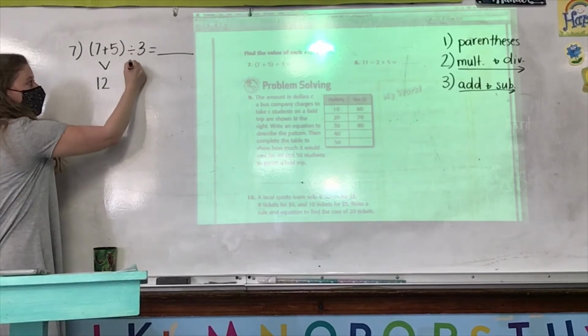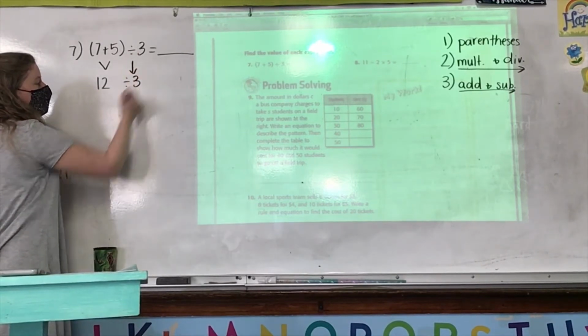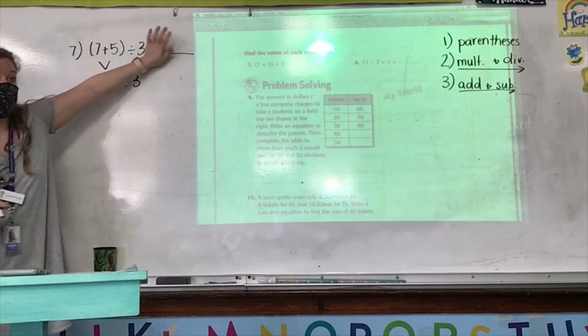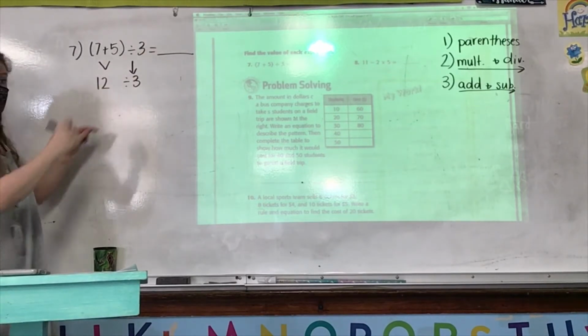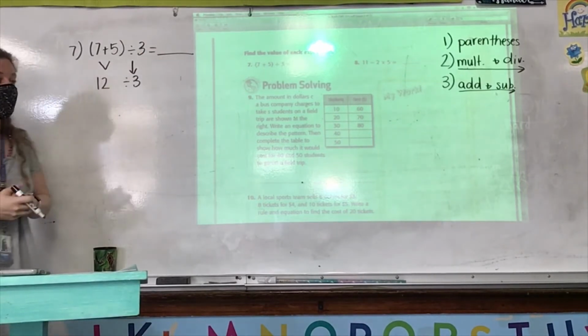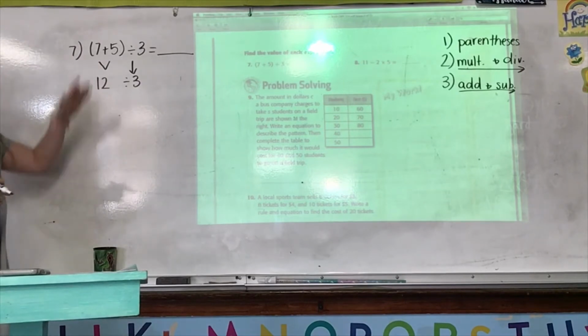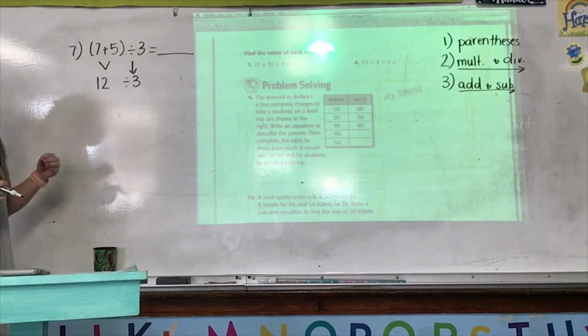And then we bring down. We have no variable, and we only have one operation left, so we don't have to do a caret. We can just put it up here. What do we have left? Do we have any more parentheses? No. So we're ready to move on to step 2.